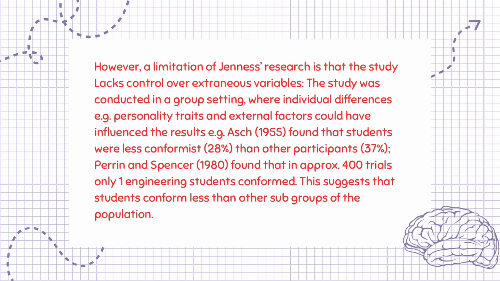However, a limitation of Jenness's research is that the study lacks control over extraneous variables. The study was conducted in a group setting, where individual differences, e.g. personality traits and external factors, could have influenced the results, e.g. Asch, 1955, found that students were less conformist, 28%, than other participants, 37%. Perrin and Spencer, 1980, found that in approximately 400 trials only 1 engineering student conformed. This suggests that students conform less than other subgroups of the population.